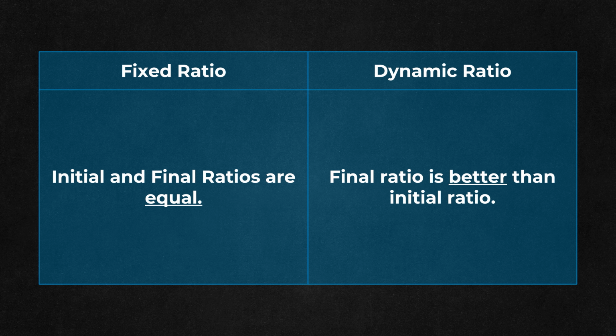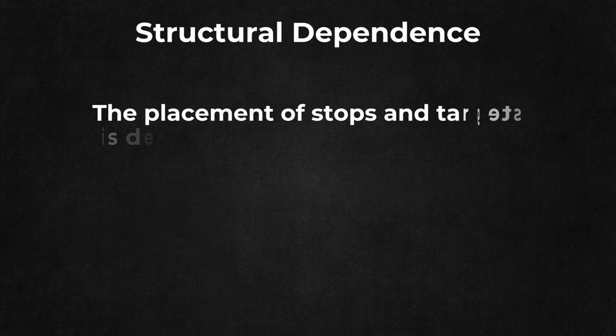Ratios can also be dynamic, meaning that you will alter stop and target placement while the trade is opened in the attempt to enhance the final risk-reward ratio. Obviously, you are not supposed to alter the stop and target in such a way that the final ratio becomes worse than the initial ratio, because that would render the initial ratio meaningless.